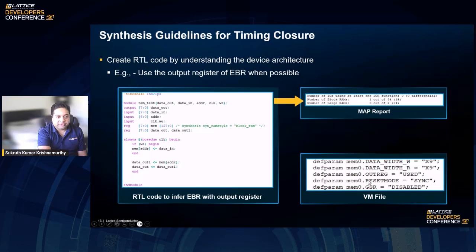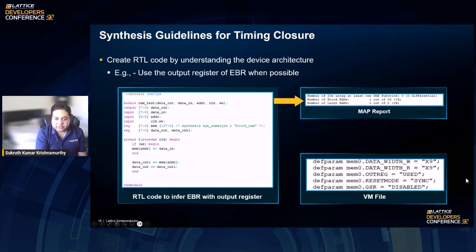If you look at this coding structure, when a user creates a code this way, the tool would automatically infer an EBR for this particular code. Instead of RTL code this way, users can also instantiate the respective primitive to achieve the same functionality. If you look at this code, when you run map on this, we have a block RAM that is used. And if you look at the VM file, which is the post-synthesis netlist file, you will see that there is an output register used in this case.